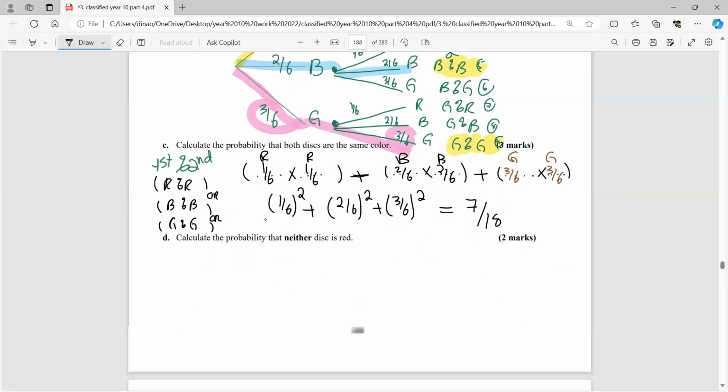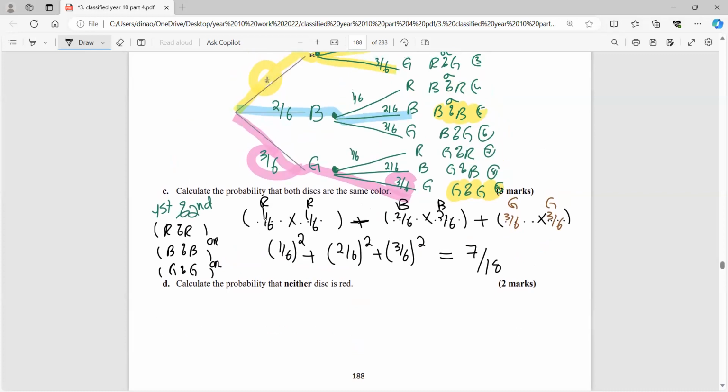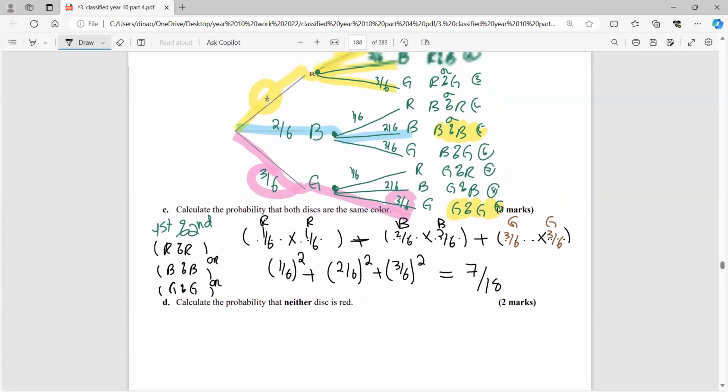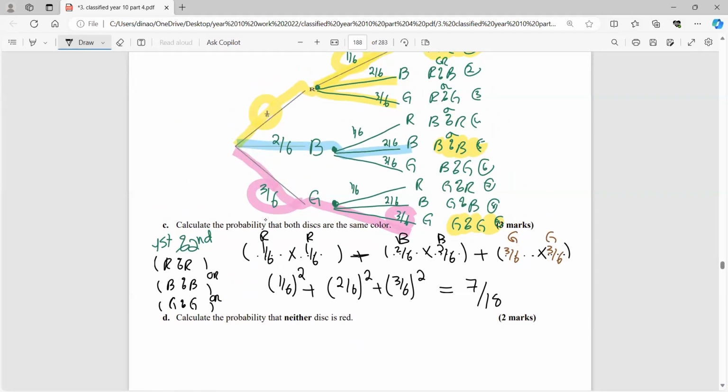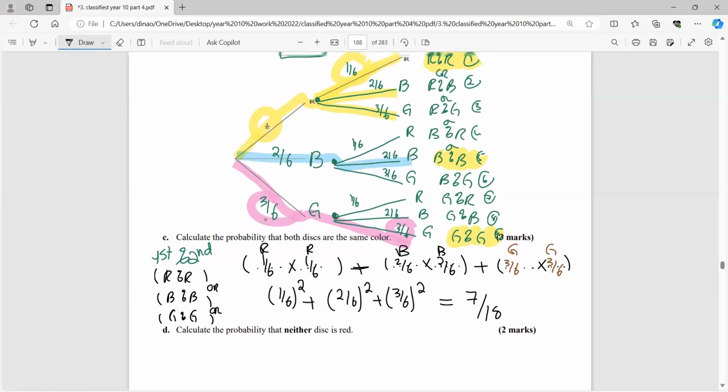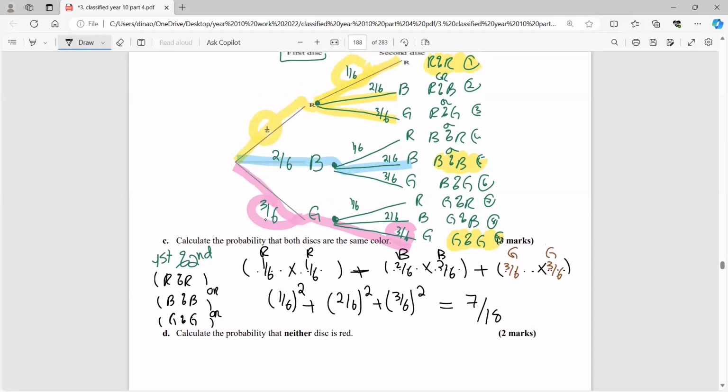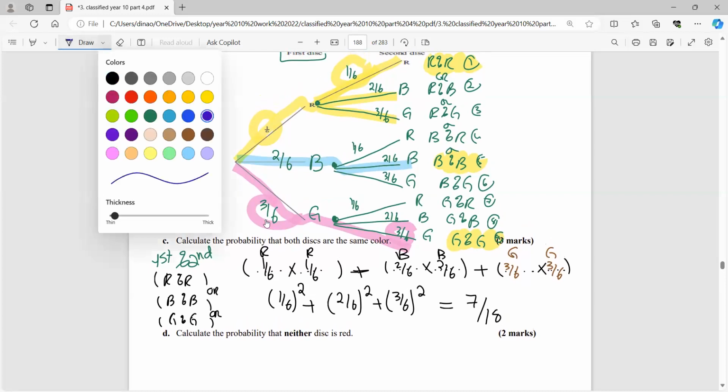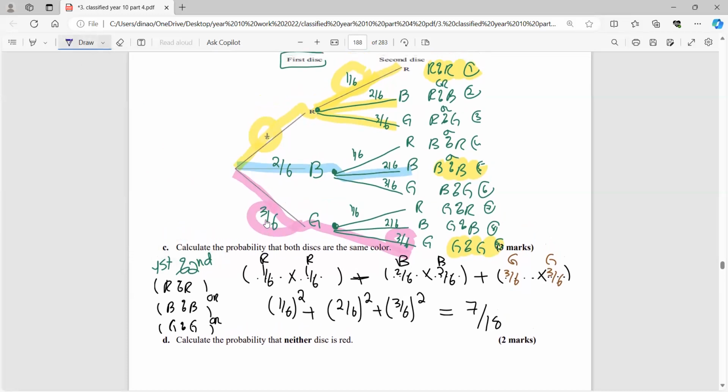The second question here says what? Try it and pause the video and do it on your own. The second question says, calculate the probability that neither is red. Neither is red means what? It means no red at all. Okay, let's see where are the options that don't have red. Of course, this is all excluded. This is all fixed because there is red. This one too, because this is all red anyway.